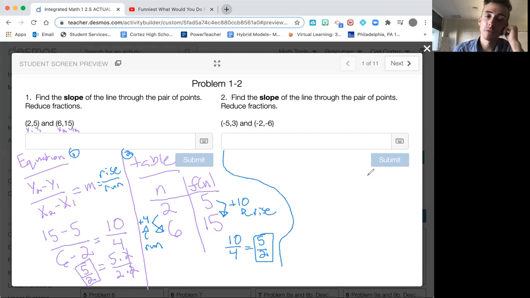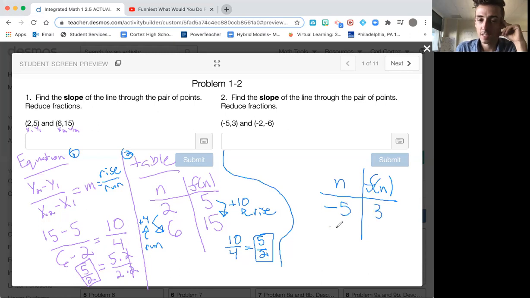So for problem 2, I'm just going to use the table. I hope that's all right with you because I think it knocks it out even quicker. So I'm making this table, putting in the points -5, 3 and -2, -6. If I had to go from -5 to -2, if I think of this like a number line, -5's out here, 0's up here, -2's right here. So I would have to go up once, twice, 3 times. So I would have to add 3 to make that happen.